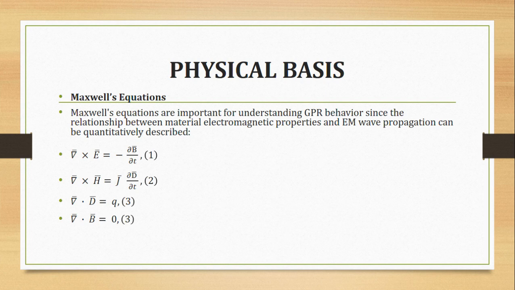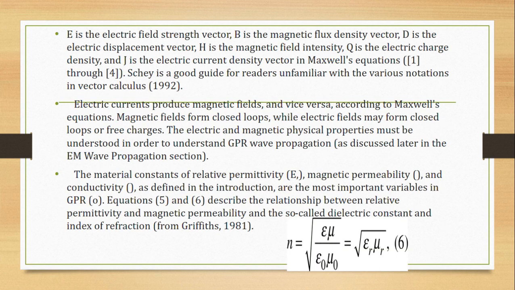Physical basis. Maxwell equations. Maxwell equations are important for understanding GPR behavior since the relationship between material electromagnetic properties and EM wave propagation can be quantitatively described. E is the electric field strength vector, B is the magnetic flux density vector, D is the electric displacement vector, H is the magnetic field intensity, Q is the electric charge density, and J is the electric current density vector in Maxwell's equations.